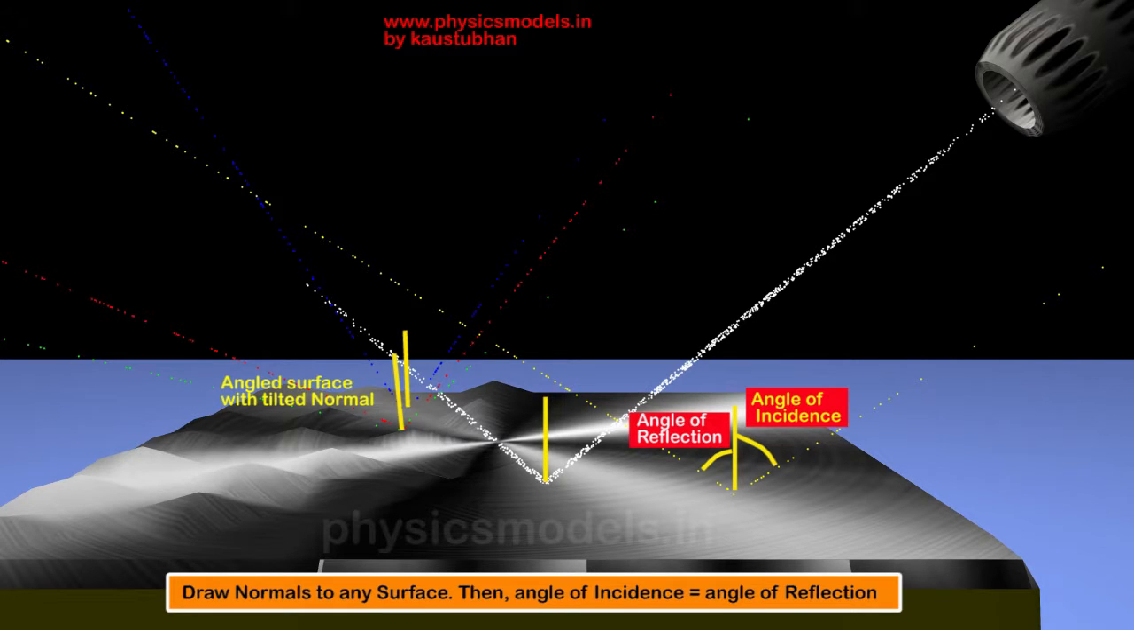You can see a normal which is tilted on the left hand side. That's because the mountainous region has got an angled surface, so the normal will also be tilted accordingly. Nevertheless, the angle of incidence with respect to that tilted normal will be equal to the angle of reflection with respect to the tilted normal.